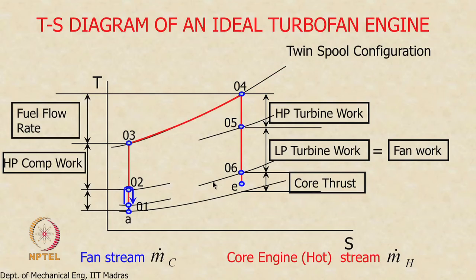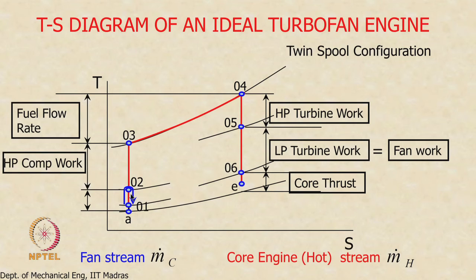Similarly, with the turbofan cycle, in addition to the pressure ratio which will be P03 over P01 and the turbine entry temperature which will be T04, there are two more parameters now. One is the fan pressure ratio P02 over P01, and the other one is the bypass ratio m dot c divided by m dot h.